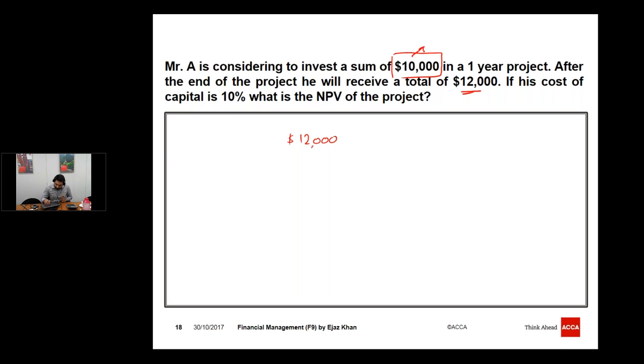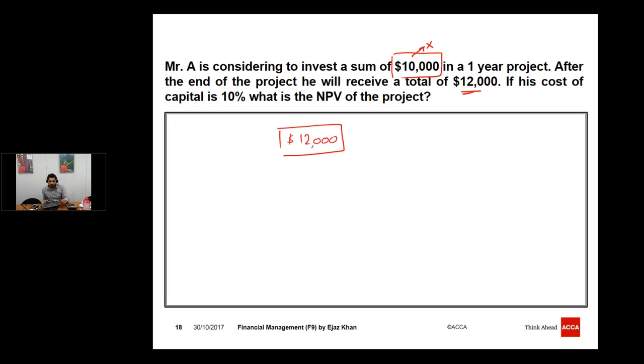Now he is considering whether he should invest $10,000 against these $12,000 today or not. For the time being, just forget about how much is required for this project in this case. We just need to find out how much Mr. A should invest in this project. We need to find out that figure first, and then we will compare that figure with this $10,000 later. So firstly, we need to find out how much maximum Mr. A should invest against the $12,000 that he is going to receive after year 1.